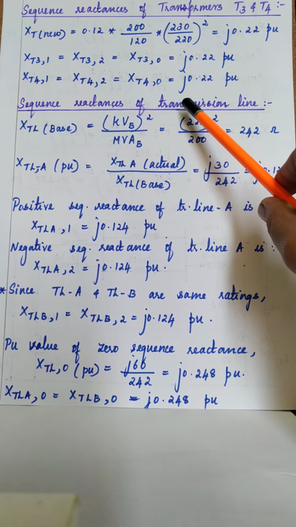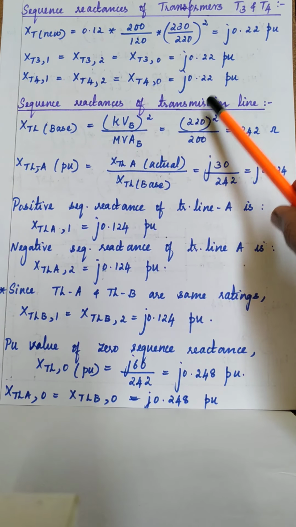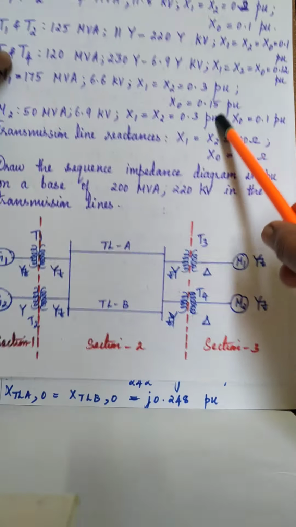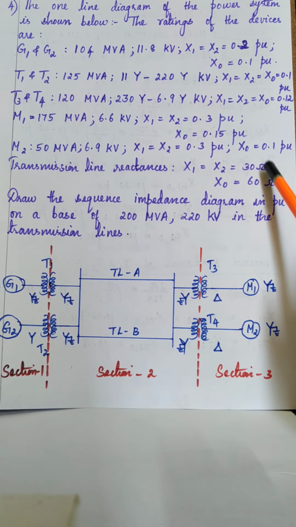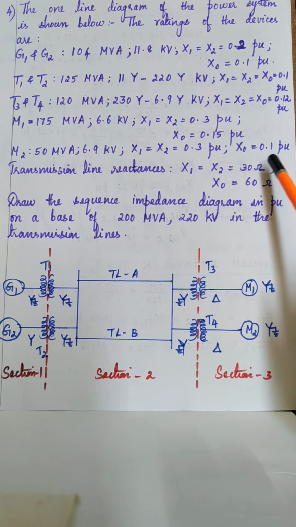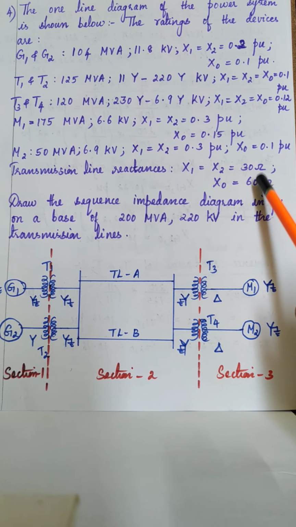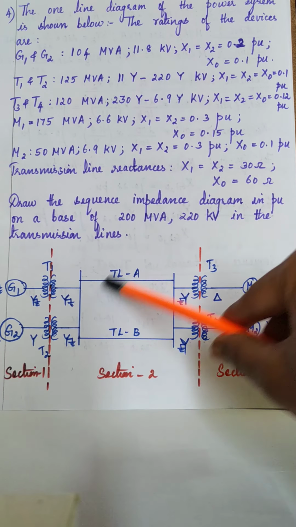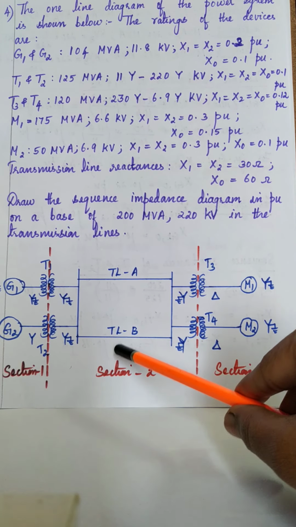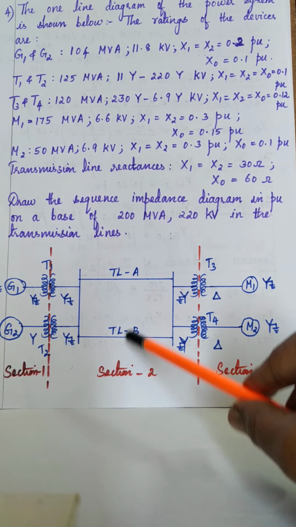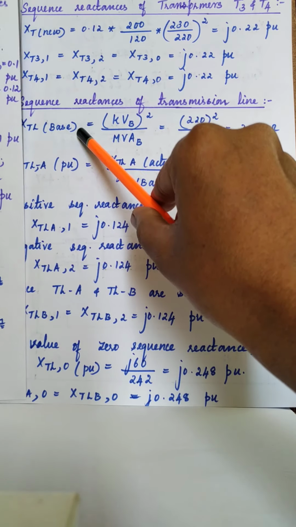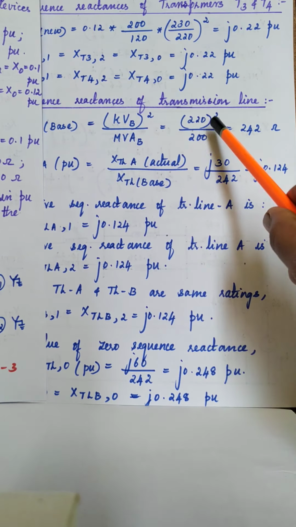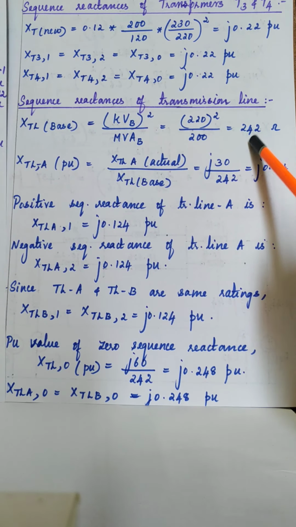Okay. So now let us calculate the sequence reactances of transmission line. Okay. So since the transmission line reactances are given in the actual units, you have to convert it into per unit value. So for converting to the per unit value, you need the base reactance or base impedance in this section, transmission line section, which is section 2. Okay. So X base, X transmission line base is equal to KVB square by MVAB in section 2, which is 220 square by 200, which is 242 ohm.